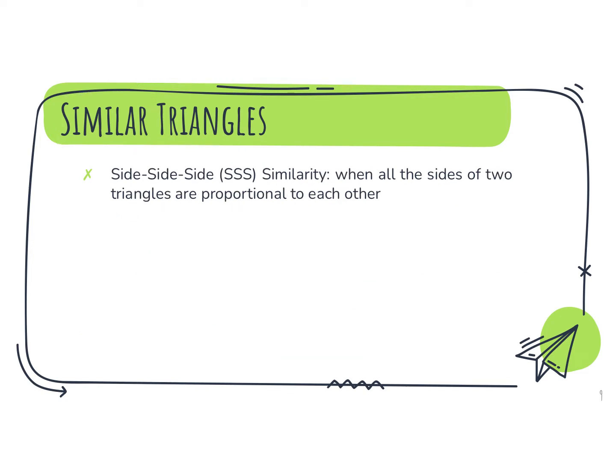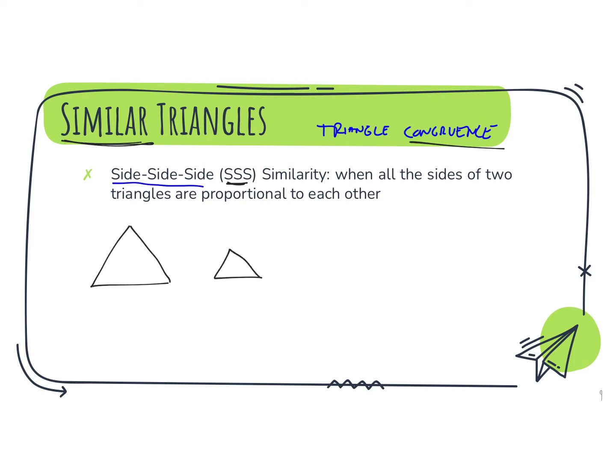Now side, side, side, and some of this might look familiar to you. Side, side, side was one that came with triangle congruence, when triangles were congruent to each other, equal to each other. Now we're saying they're similar, but this is all sides. So now sides aren't congruent anymore. Sides are now in proportion.